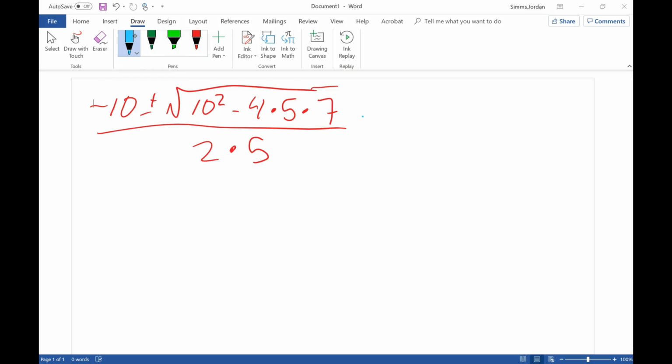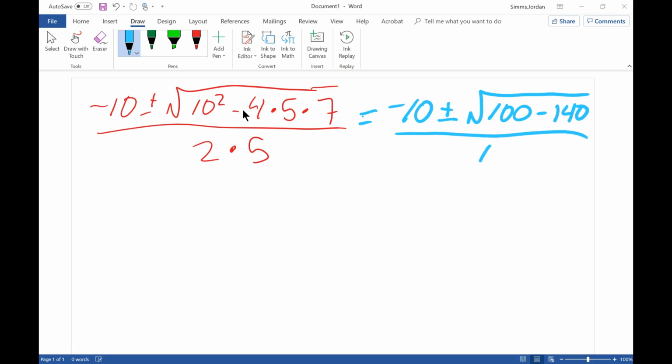So, the first thing we're going to do, let's get my pen working, and then we're going to evaluate what's going on underneath the radical symbol right here, okay? So, just rewriting this, I'm going to get negative 10 plus or minus the square root. Now, 10 squared is 100, and 4 times 5 is 20. 20 times 7 is 140, so that's negative 140 right there. And all of this is going to be over 10 because 2 times 5 equals 10.